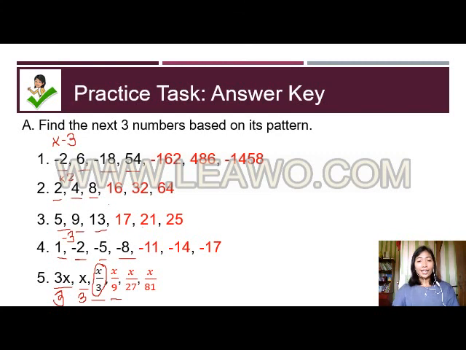Okay? So in each item, you should be able to get all of the three terms that you are asked to provide based on the pattern. If any of this is wrong, then you don't get a point for this item. So all in all, if you got all of this correct, then you have 5 points for letter A. Okay? So let's now proceed to B. Okay? To the next part of the practice task.